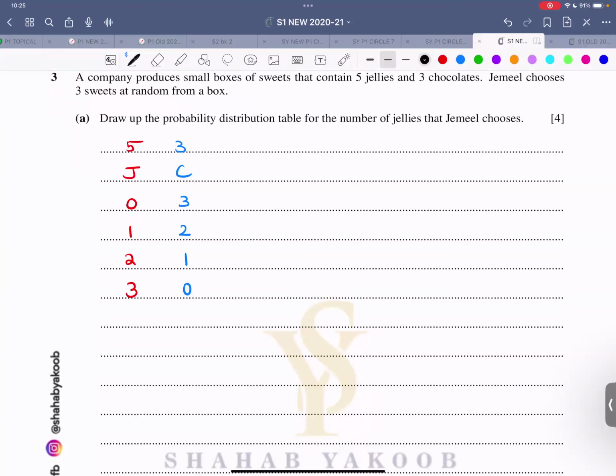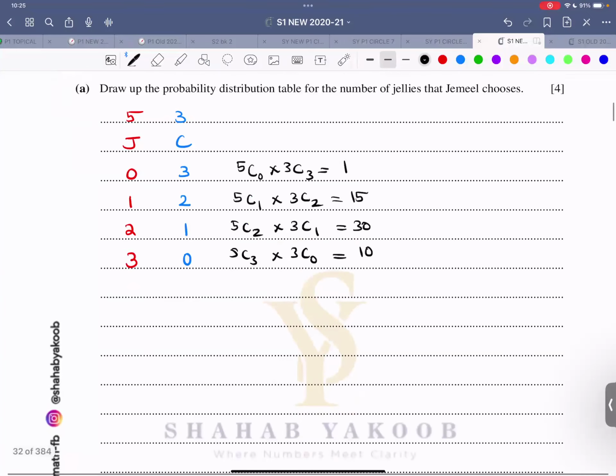So what we can do is write 5C0 into 3C3, which comes out to be 1. Let's write 5C1 into 3C2. 5C1 is 5, 3C2 is 3, that is 15. 5C2 is 10, 3C1 is 3, that comes out to be 30. And 5C3 is also 10, 3C0 is 1, that comes out to be 10. So altogether, the possibilities are 1, 16, 46, 56. That is the possible number of ways.